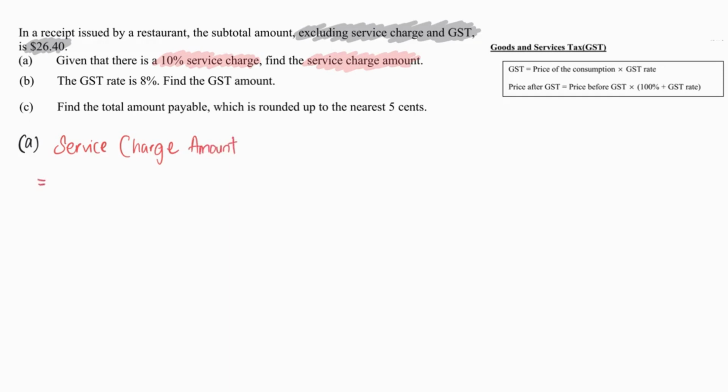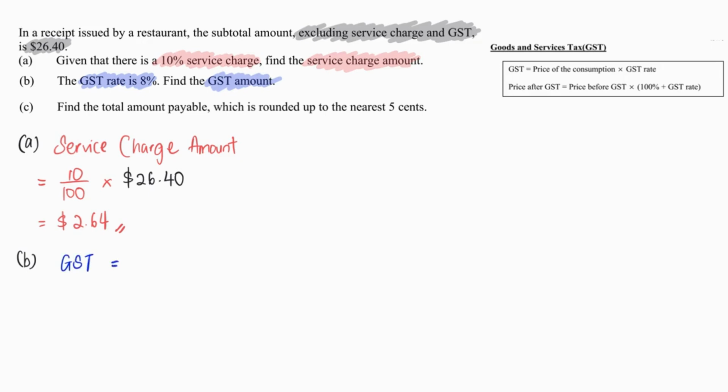will be simply 10% of the total, and then this will be equal to $2.64. And for part B, the GST rate is 8%. Find the GST amount. Do take note, the GST, Goods and Services Tax, includes the service charge.